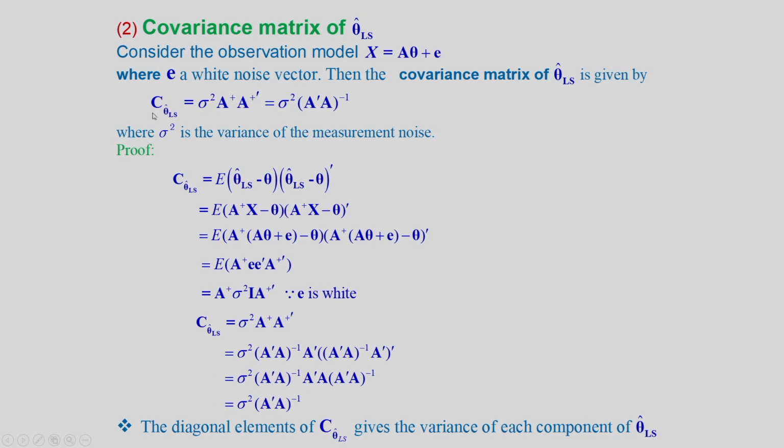So, this is the covariance matrix. Therefore, the diagonal elements of C theta LS hat will give the variance of each component of theta LS hat. So, we know how to get the variance of the LS estimator.